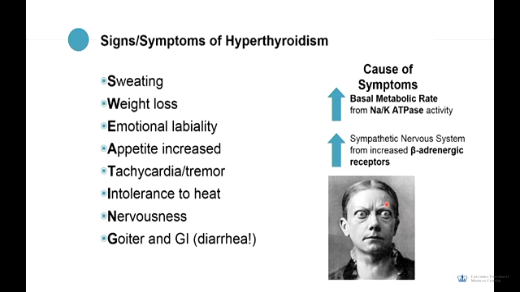She also might have tachycardia, she might be heat intolerant, she looks very nervous, she also might have explosive diarrhea. What are the causes of these symptoms? There are two main things that cause these symptoms. One is an increased basal metabolic rate from increased sodium potassium ATPase activity. It's also caused by an increase in your sympathetic nervous system from increased expression of your beta adrenergic receptors.